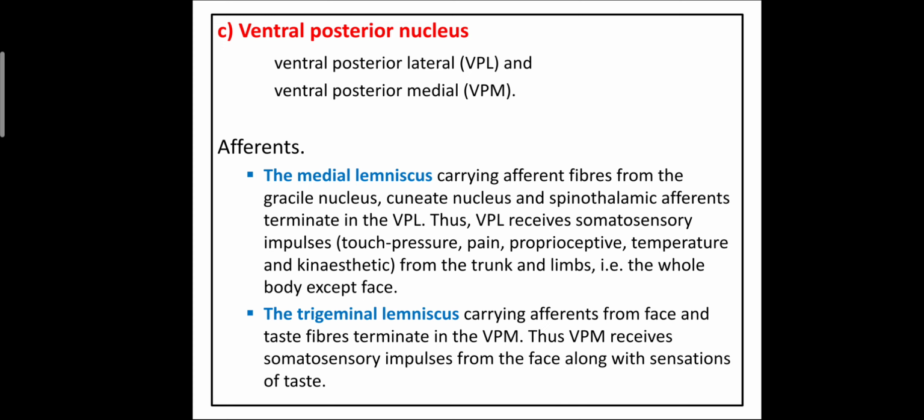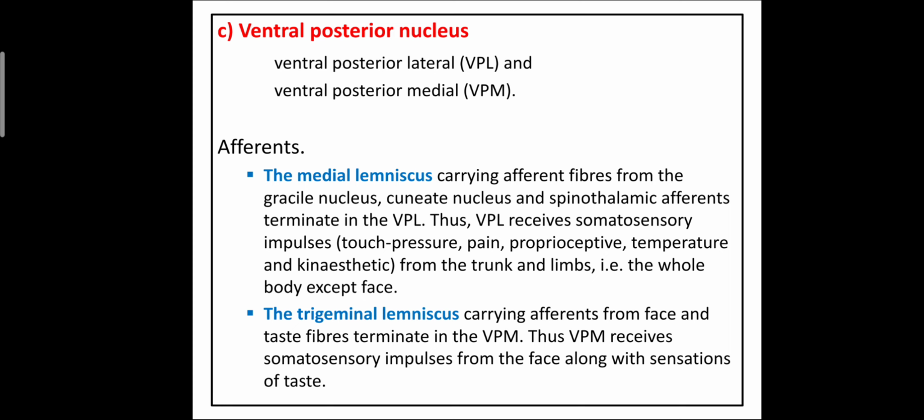Ventral posterior nucleus: ventral posterolateral nucleus, VPL, and ventral posteromedial nucleus, VPM. Afferents: the medial lemniscus carrying the afferent fibers from the gracile nucleus and cuneate nucleus, and spinothalamic afferents terminate in the ventroposterolateral nucleus. The ventroposterolateral nucleus receives the somatosensory impulses, touch, pressure, pain, proprioceptive, temperature, kinesthetic from the trunk and limb, the whole body except the face.